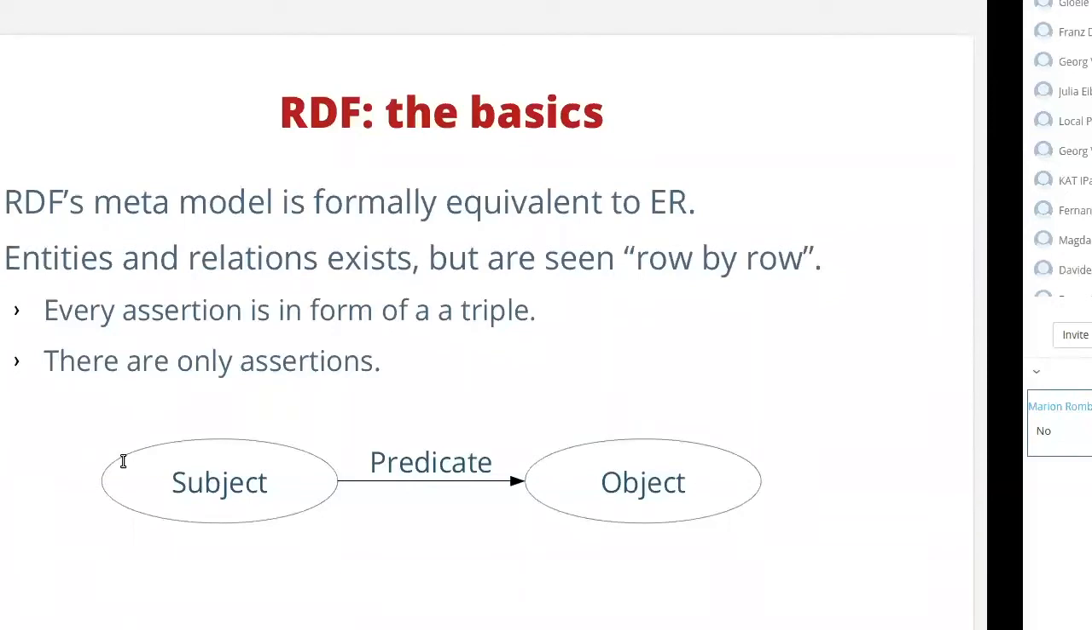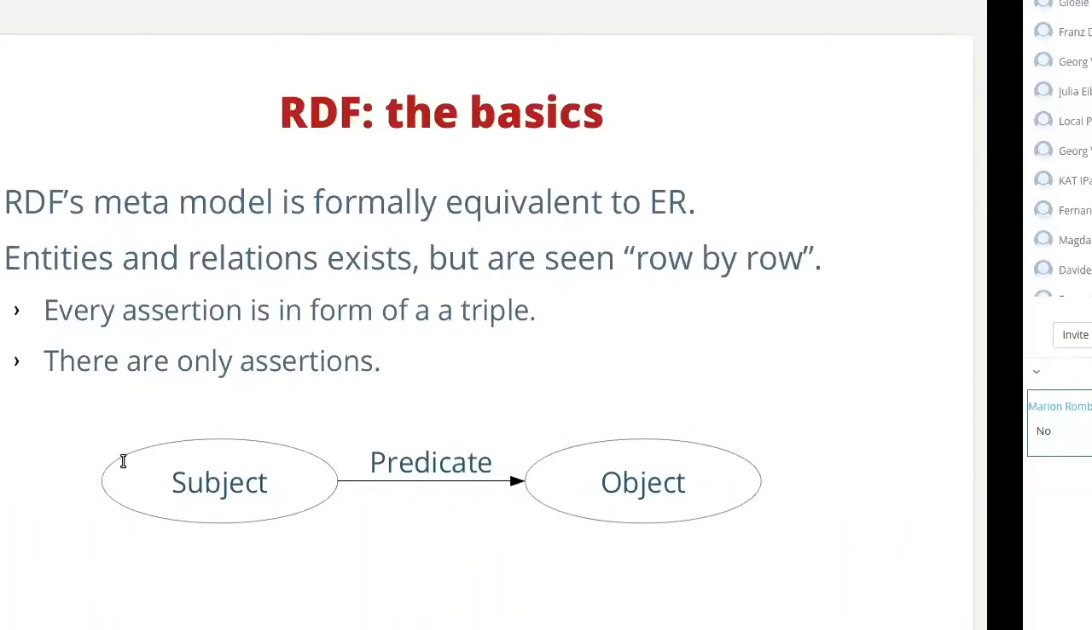The RDF meta model is demonstrably equivalent to ER. There is no difference. There is nothing that you can express in ER that you cannot express in RDF, and there is nothing that you can express in RDF that you cannot express in ER. So from that point of view, they are exactly the same thing.